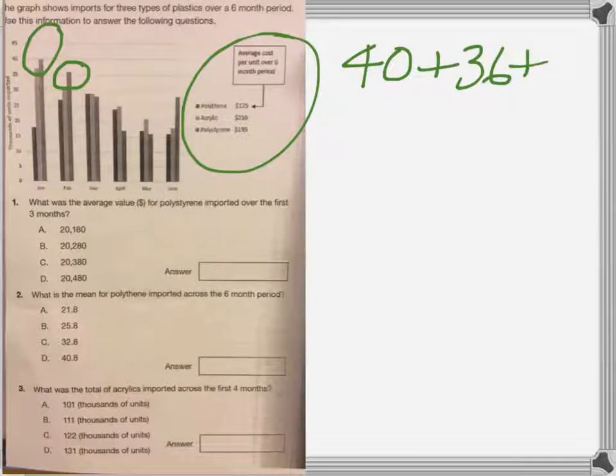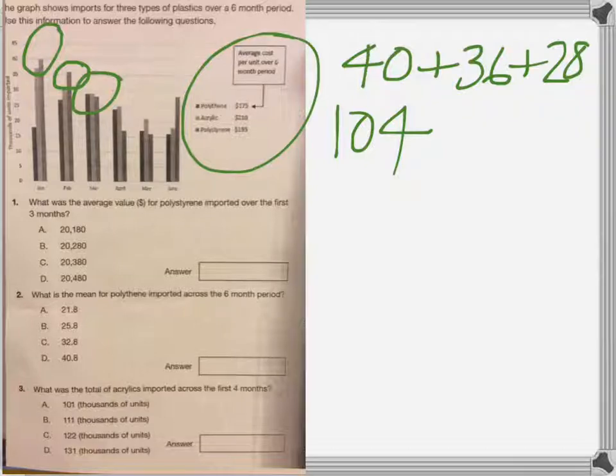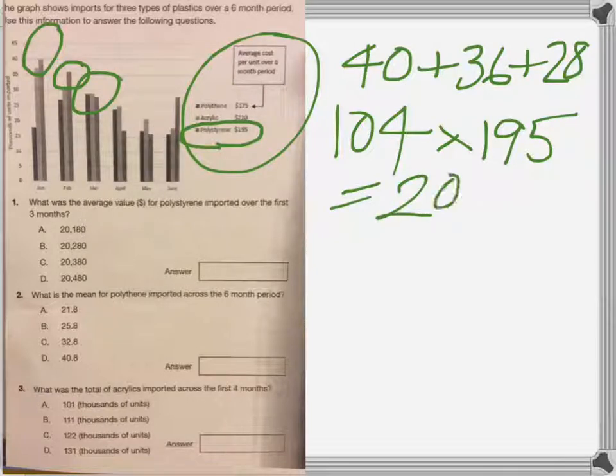And then for the final one, we've got this one here. Now, if you look between 25 and 30, halfway would be 27.5. It's very slightly higher, so that'd be 28. So if we add those three together, you get 104. So it would be 104,000 units, and we need to times that by the price for the polystyrene, which is this price here, $195, and the total that it would give you is 20,280, which is answer B.